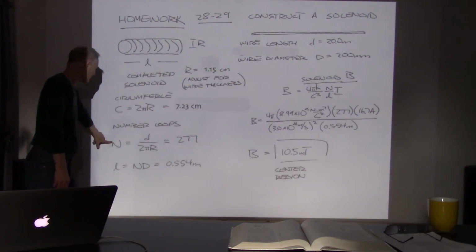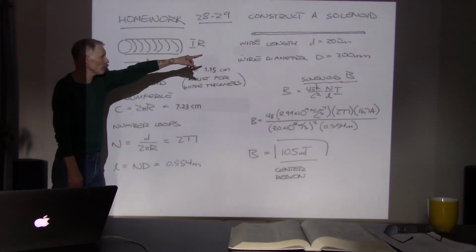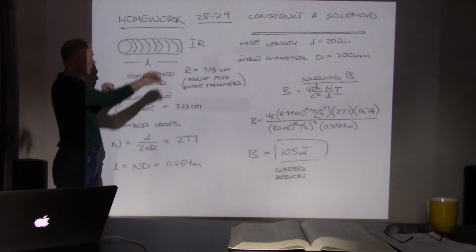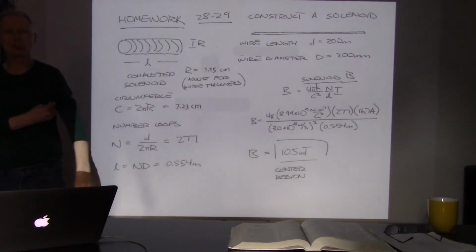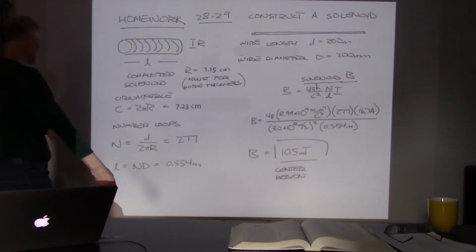Now what I can do to count the number of loops is take my 20 meters of wire, that really long piece of wire, and divide through by the circumference. It says I'm going to have 277 loops, roughly. So 277 loops.